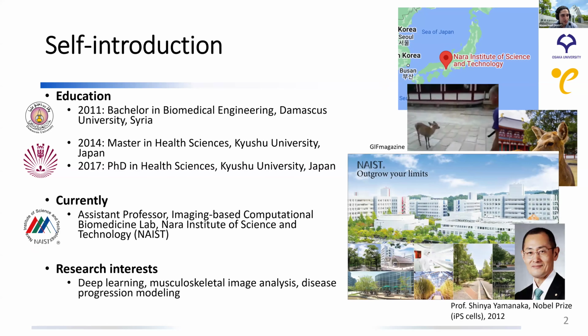And our institute, NAIST, is famous for hosting the research by Professor Shinya Yamanaka, who was awarded the Nobel Prize in Physiology in 2012 for his research on iPS cells. So my research interests are deep learning, musculoskeletal image analysis, and disease progression modeling from images.